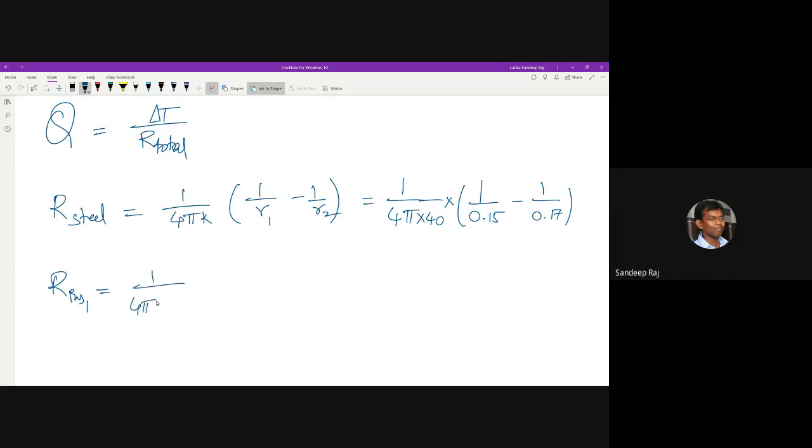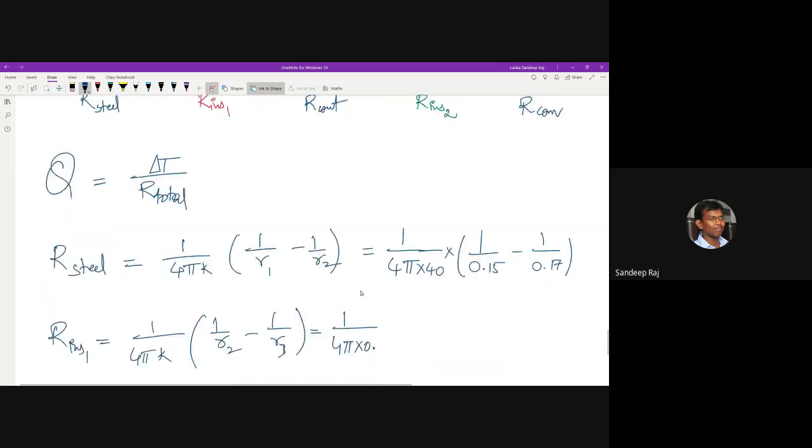Next, R insulation 1 is equal to 1 by 4 pi k into 1 by R2 minus 1 by R1. Sorry, this is R3 here. 1 by 4 pi into k. What is the first k value? It's given as 0.05, into 1 by 0.17, minus 1 by 0.23. It's not into, it's minus.